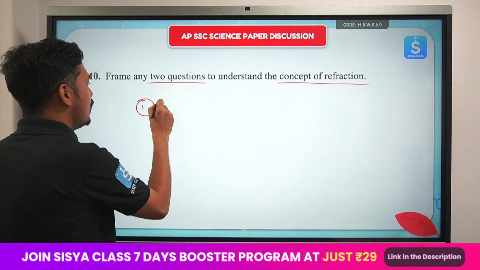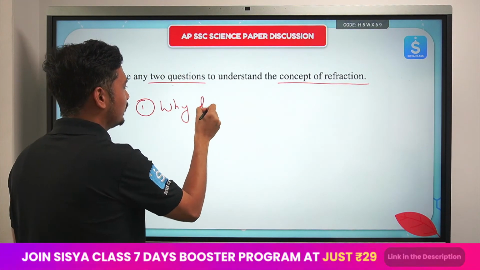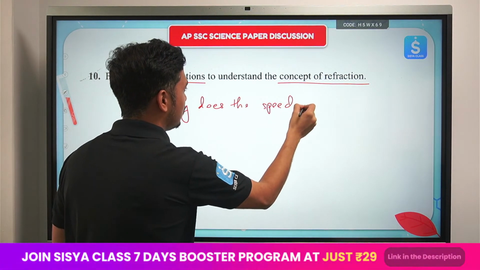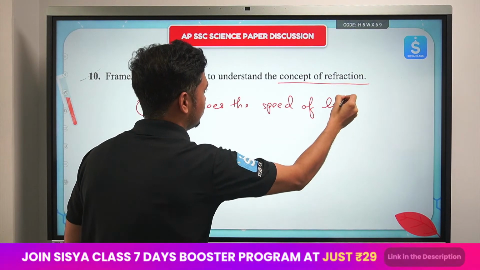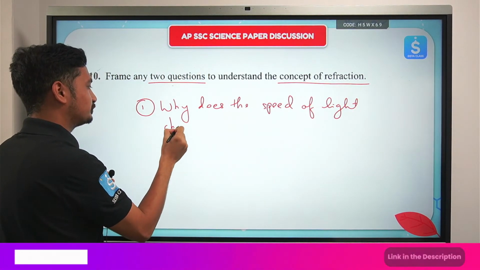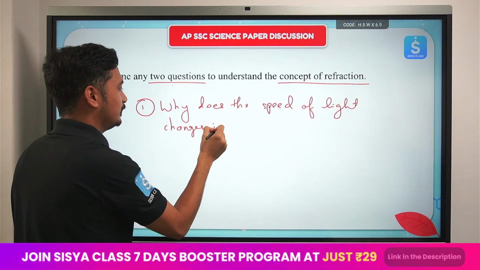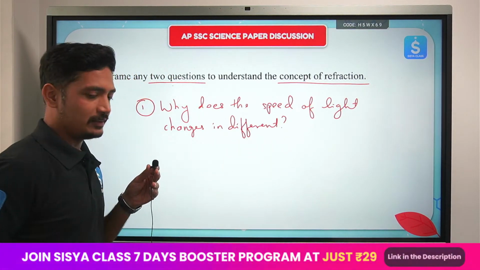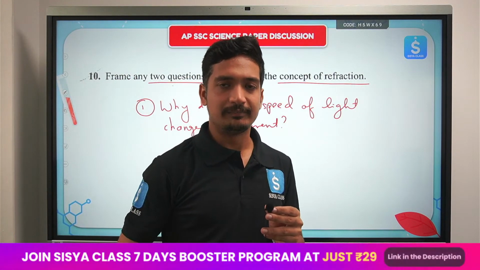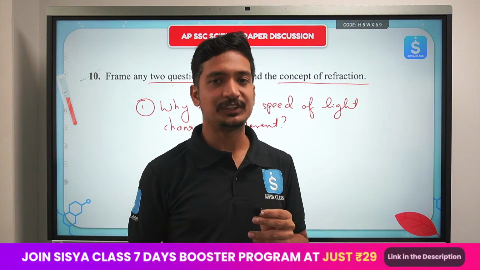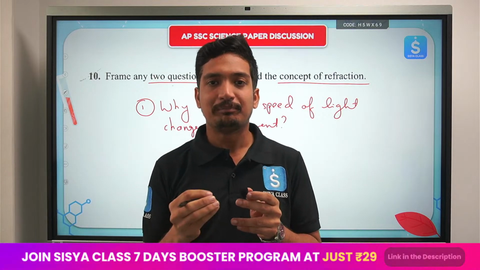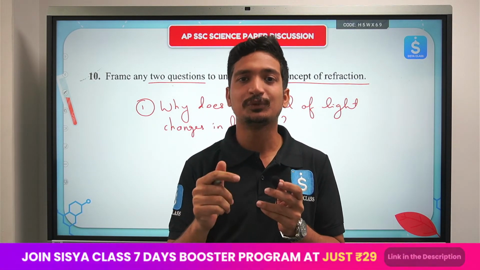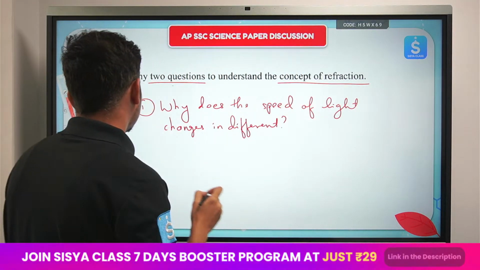So we'll say, why does the speed of light change in different medium? And if you know, the answer will be because of optical density. With changing optical density, the speed of light will change, and changing speed of light will make it bend. However, we don't need to write the answer because this question has asked us to only frame questions. Okay, moving on to the next question.